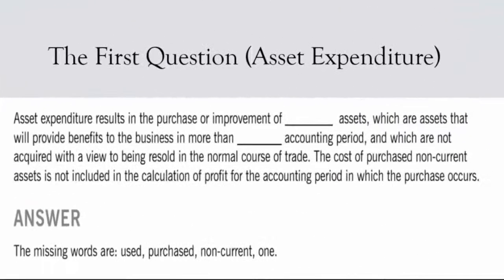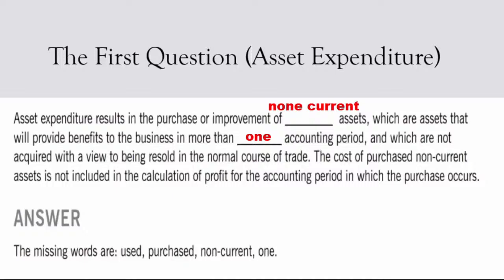2. Asset expenditure. The correct, completed definition is: asset expenditure results in the purchase or improvement of non-current assets, which are assets that will provide benefits to the business in more than one accounting period and are not acquired to be resold as part of normal trade. Why is this the correct definition? Let's break this down.